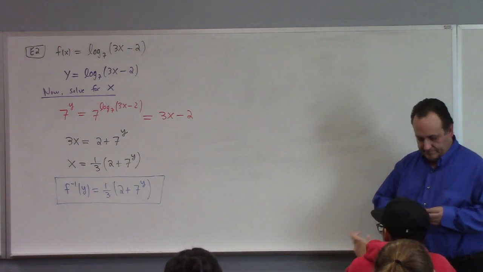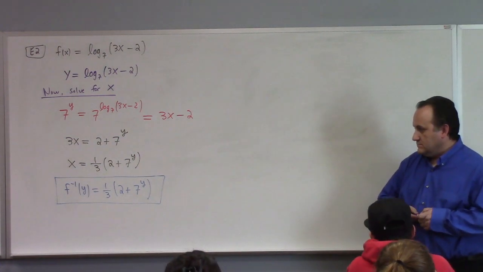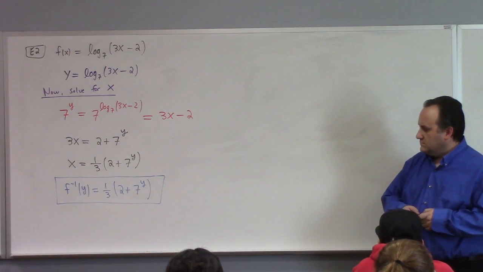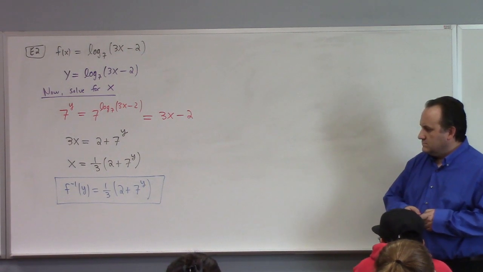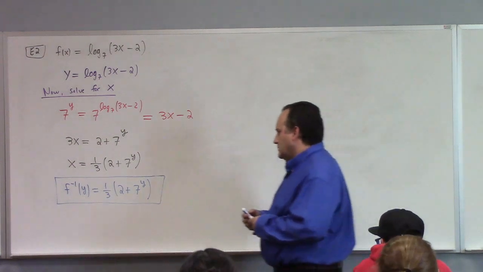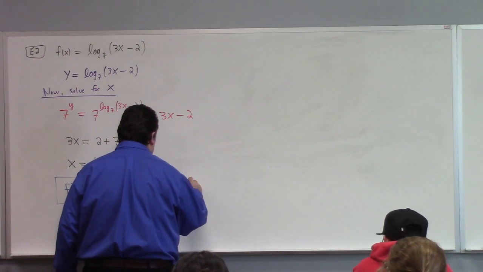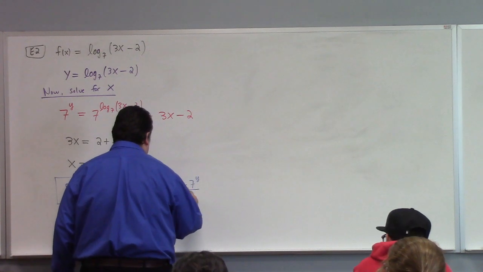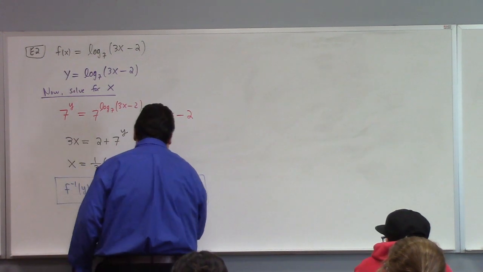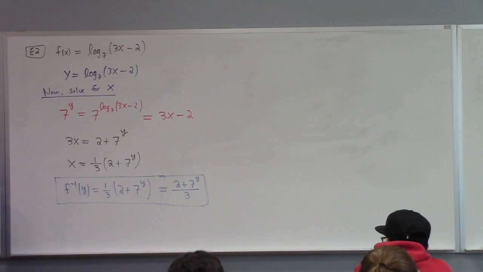Do we have to write it with the 1/3 on the outside, or are we allowed to leave it over 3, when we divide by 3? Are you asking if you can also write the answer like 2 plus 7 to the y, divided by 3? Yeah. Yeah, that's fine. That's the same answer, just a question of format. Sure.